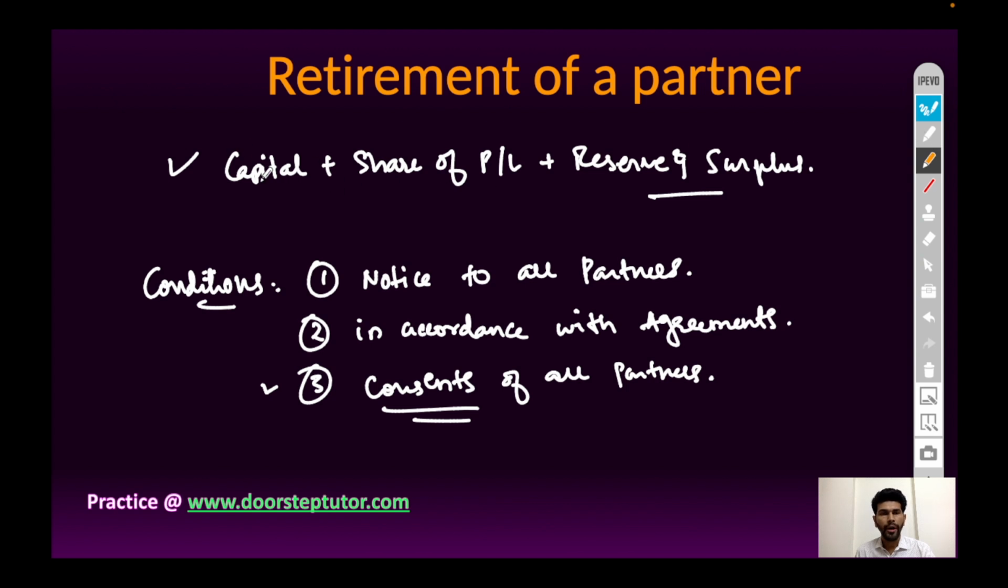So, a retiring partner will take away his part of capital, his share of profit and loss, and reserve and surplus, if any. Condition of retirement: at least 14 days notice to the remaining partners, or he may retire in accordance with the agreement. The terms and conditions are written in the partnership deed, and consent of all the remaining partners is required.